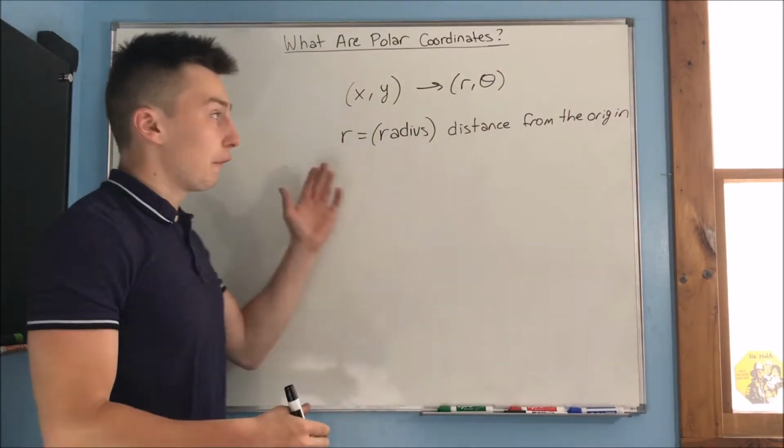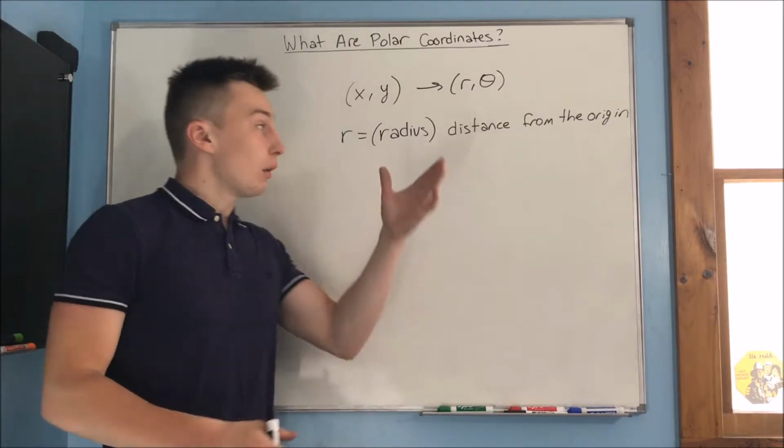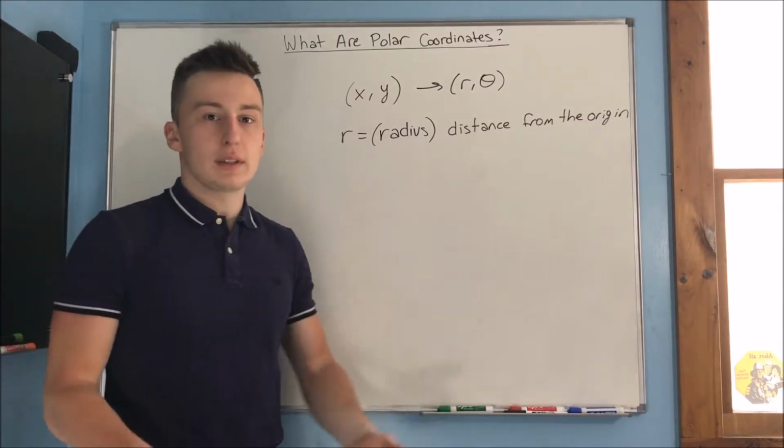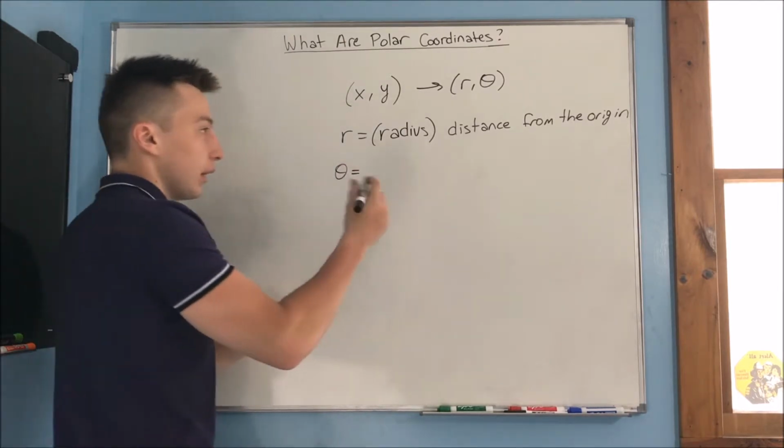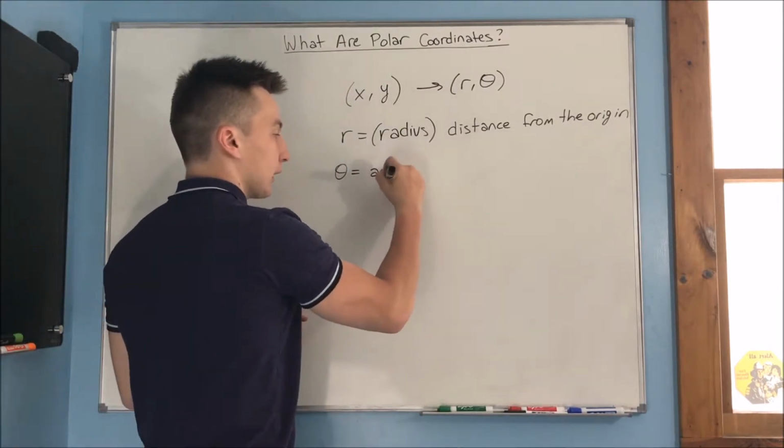Those that are familiar with vectors, r is basically the resultant, right? It's kind of like that. Now theta is the angle made with the polar axis.